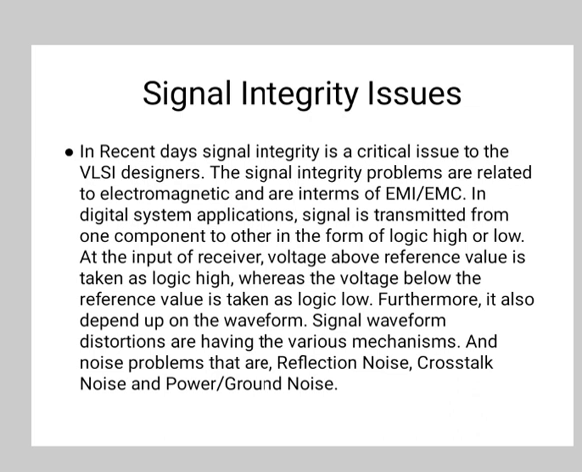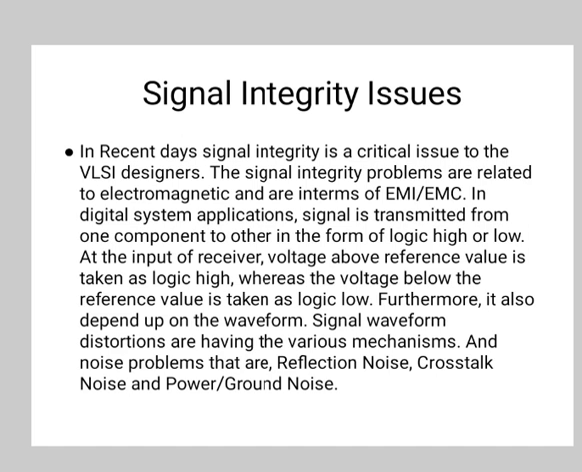So it also depends on the waveform. Signal waveform distortions have various mechanisms and noise problems: reflection noise, crosstalk noise, and power and ground noise. So timing is everything in a high-speed system. The signal timing depends on the delay caused by the physical length that the signal must propagate. It also depends on the shape of the waveform when the threshold is reached.